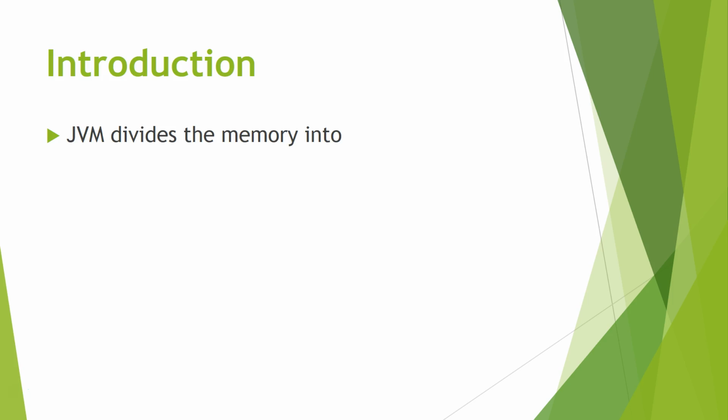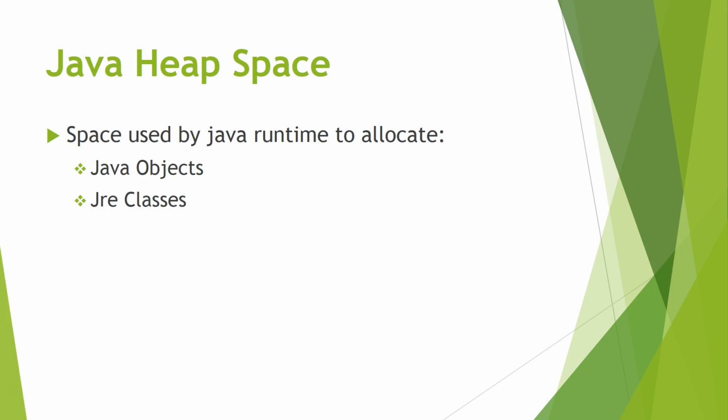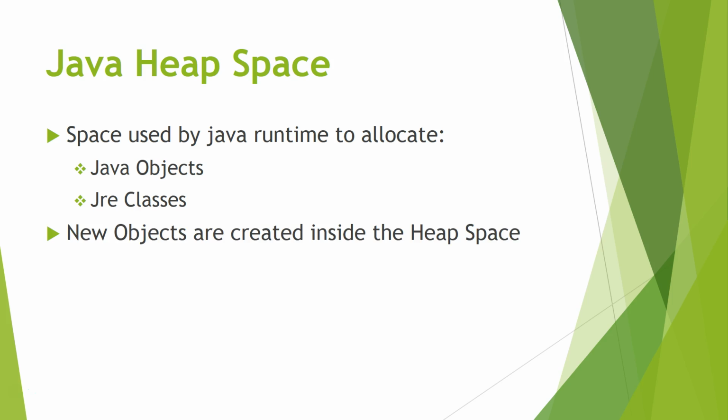In the tutorial Objects Allocation inside the memory, we mentioned that when you run an application, the JVM divides the memory into heap space and stack memory. Heap in Java is a space used for dynamic memory allocation for Java objects and JRE classes at runtime. New objects are always created inside the heap space.